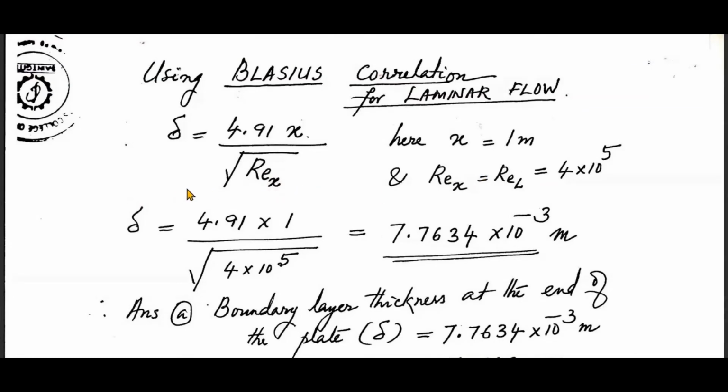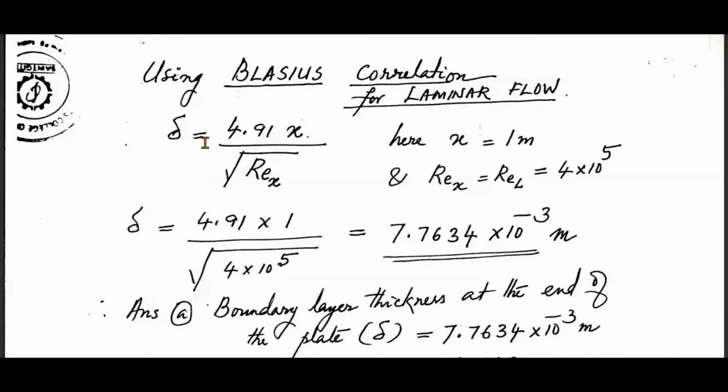Wherever you have to find the boundary layer thickness, you have to use the Reynolds number at that location. For example, at the middle of the plate, while calculating the Reynolds number you have to substitute half of the length, and then use that Reynolds number to find the boundary layer thickness at the middle of the plate. Here, all the way up to the trailing edge, we have to find the boundary layer thickness at the end of the trailing edge, so 4.91 or even 5.